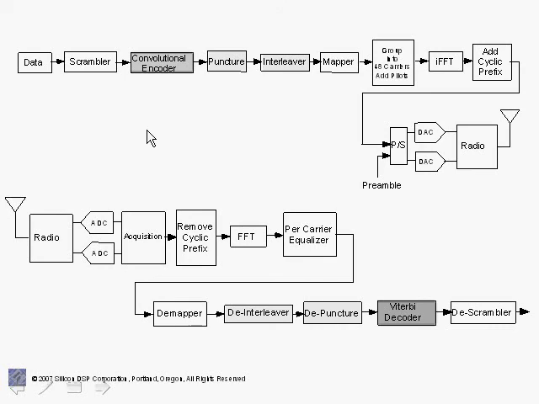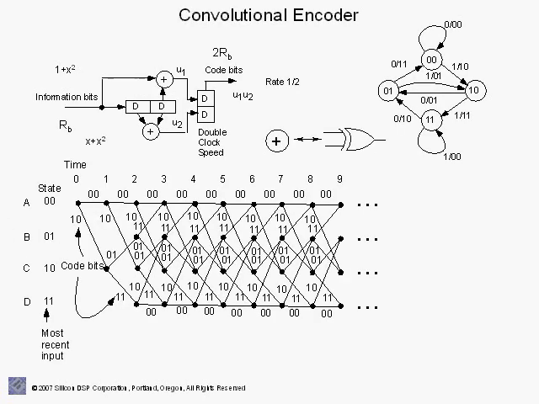So in this tutorial, we will go over every single block in this block diagram, and you will have a comprehensive understanding of the functions of each particular block and its role in the overall system. Here, for example, we're showing the convolutional encoder. We'll go over in detail how the convolutional encoder works.